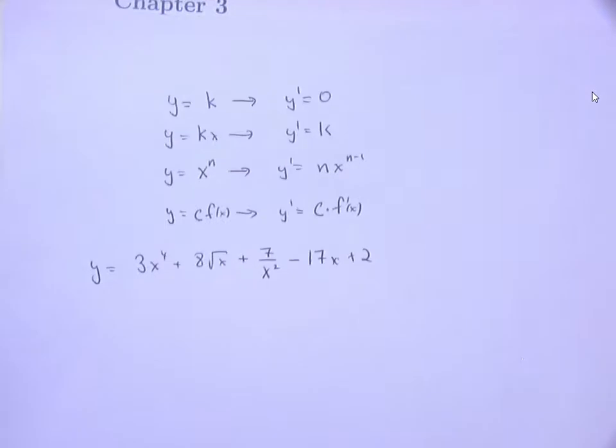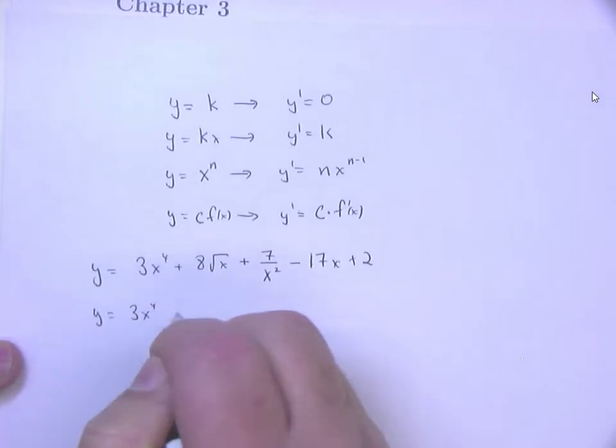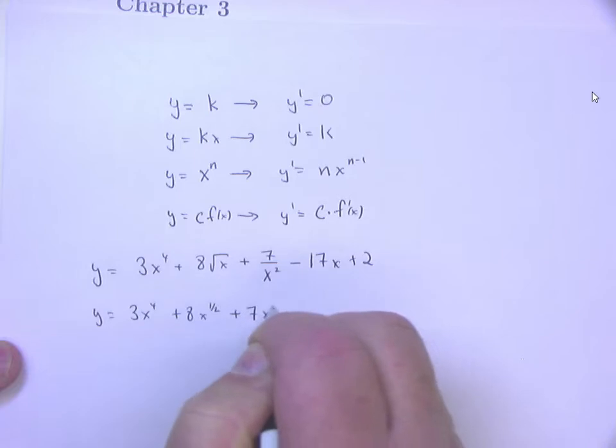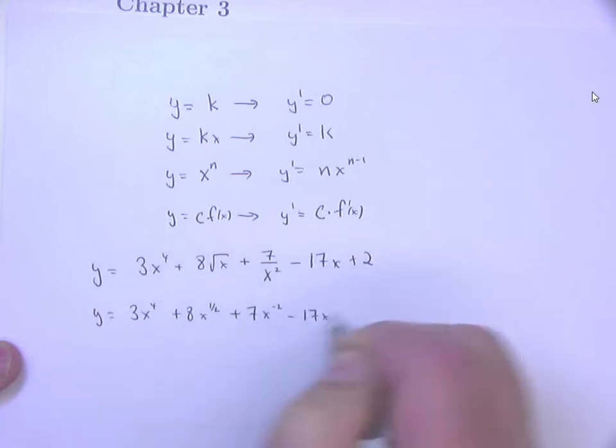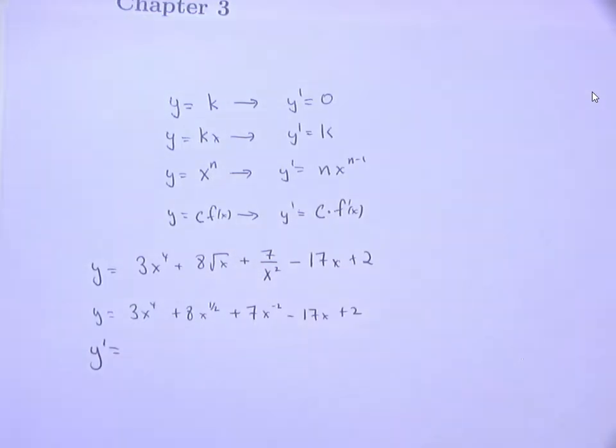All right. My first rule of derivatives is clean it up. I don't like radicals, and I don't like variables in the denominator to have a power. So I clean them up. y equals 3x to the fourth plus 8x to the 1/2 plus 7x to the negative 2 minus 17x plus 2. Then I take the derivative.